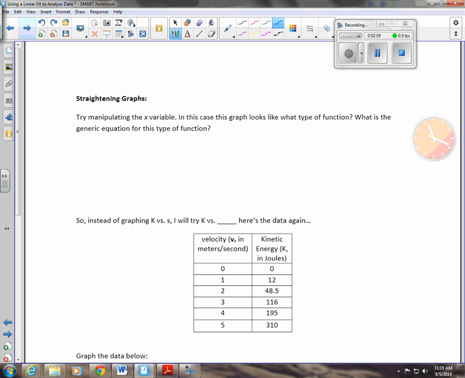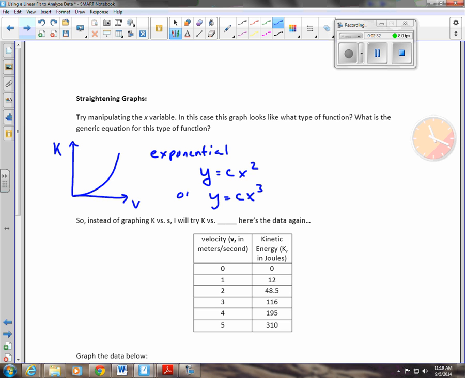Well, if I sketch that graph that we just had, we had velocity here, kinetic energy here, and it was curved up like this. Now, that's an exponential. Something like y equals a constant times x squared, or y equals a constant times x cubed, and so on. So what we're going to do is always manipulate our x variable. Here it says x squared, so instead of using x, I'll do x squared.